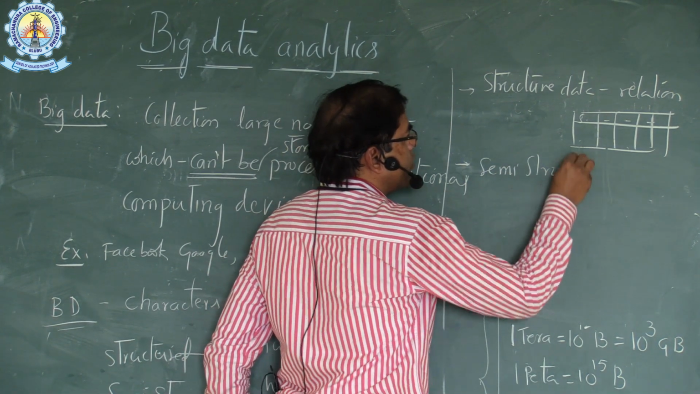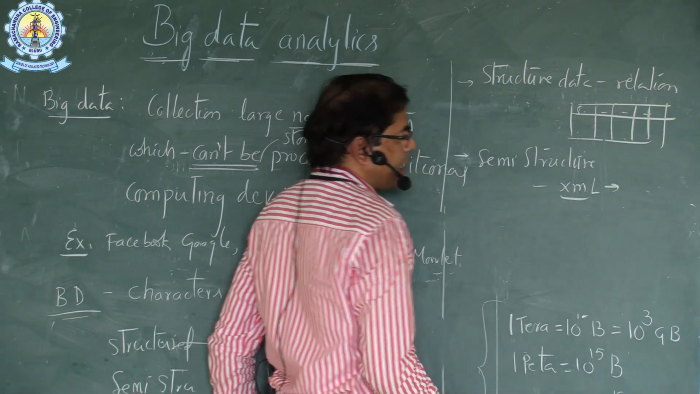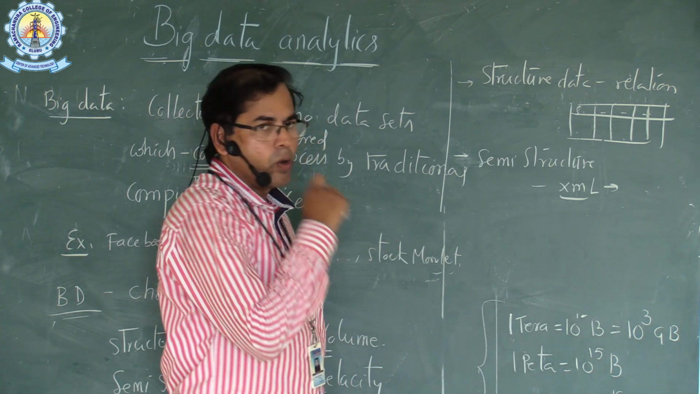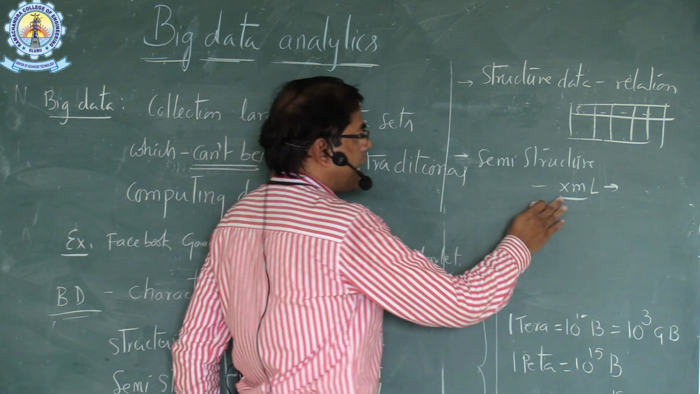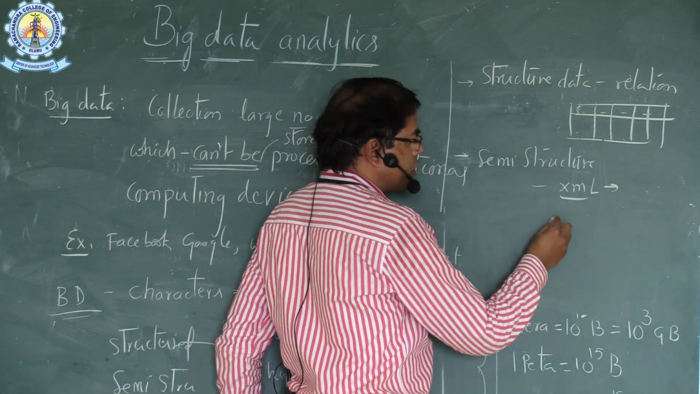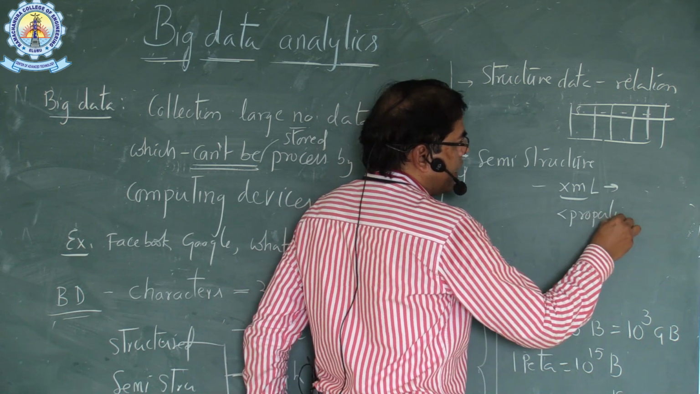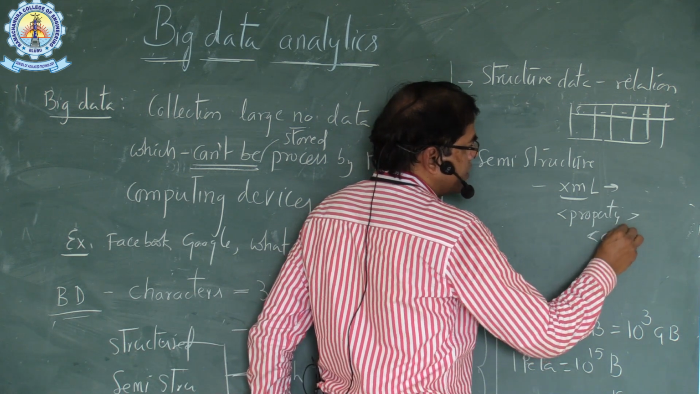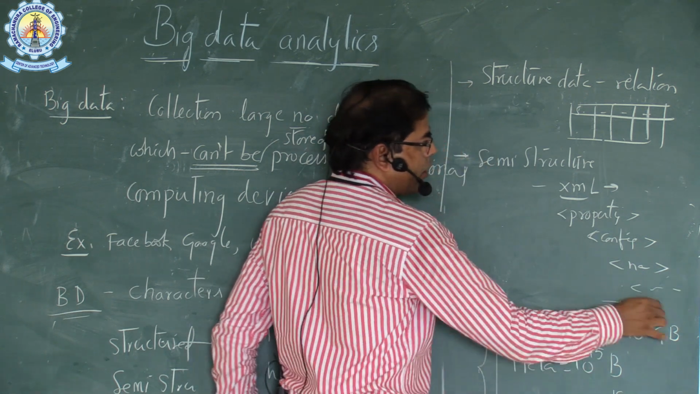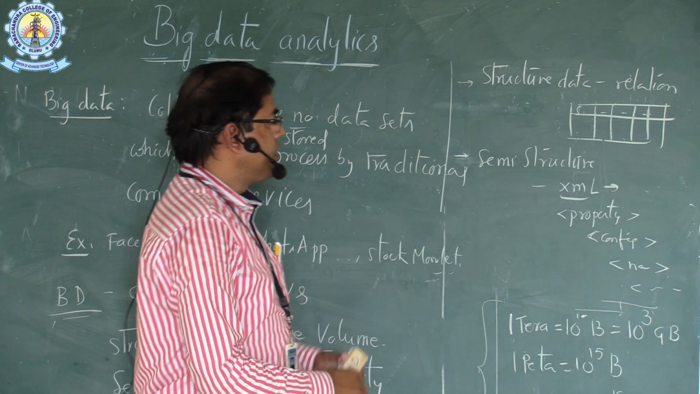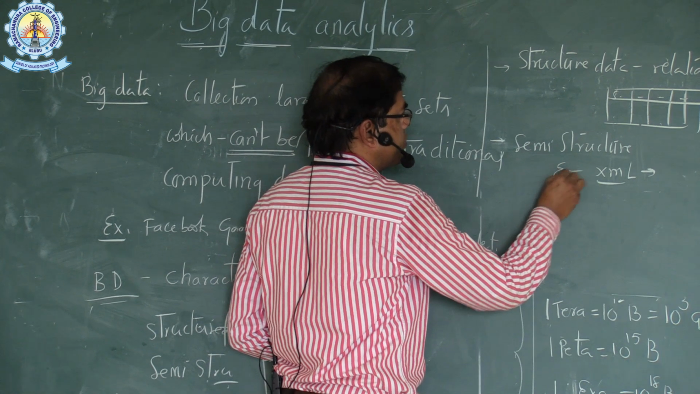How does this semi-structured data look? If you take any XML file, it describes sometimes UML diagrams, sometimes programming code, sometimes front-end coding. This kind of XML file we can call semi-structured data. Let us take an example: it looks something like a property, and then it has some configuration, and then it has some name. Again configuration, property, it looks like this. This kind of data we can call semi-structured data.